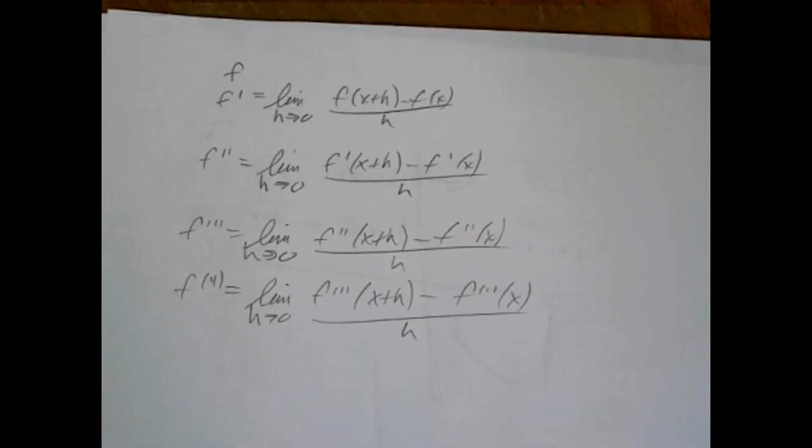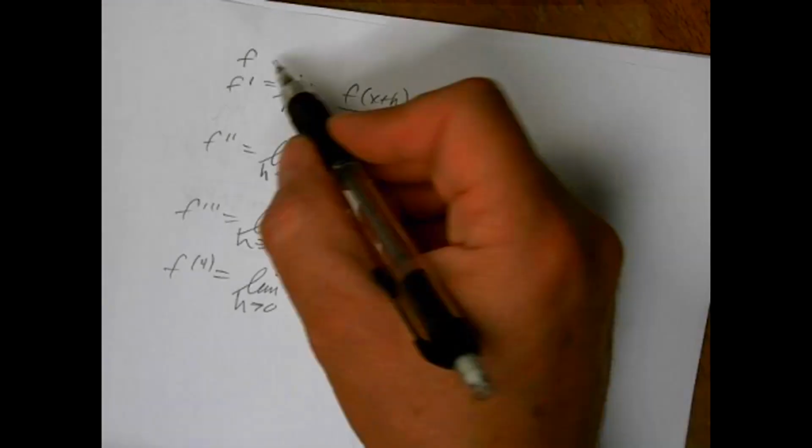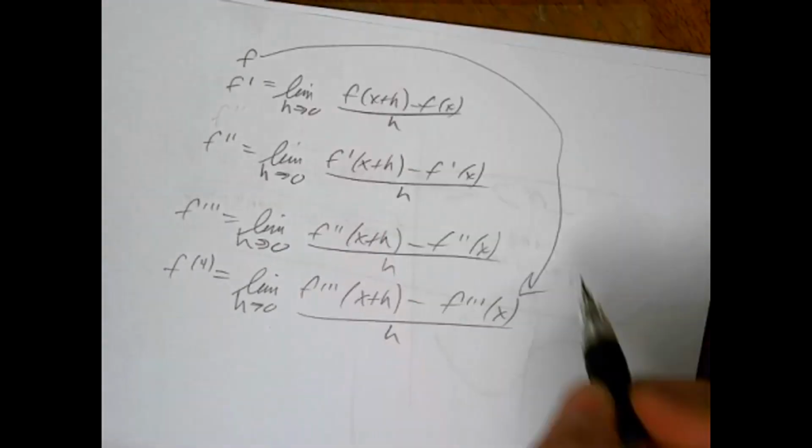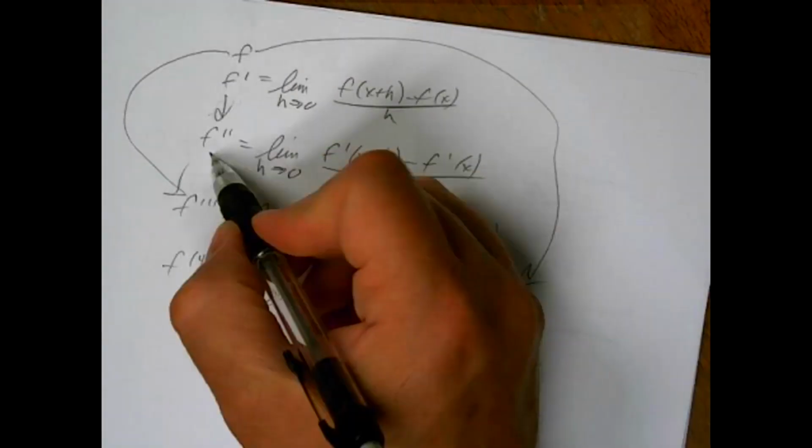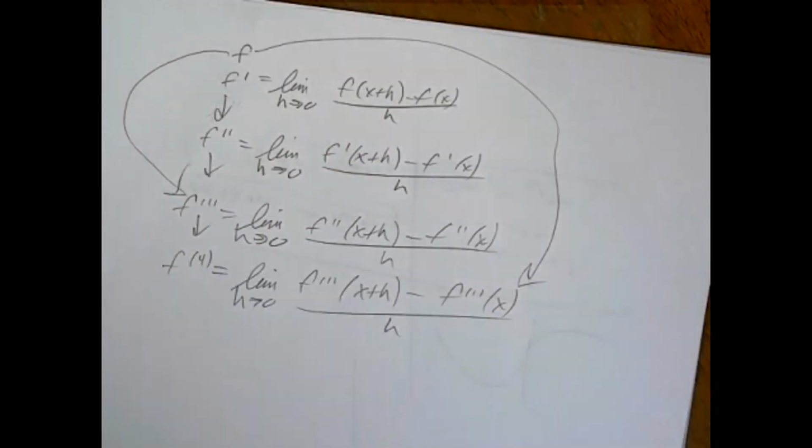And you may be wondering, is it possible to go straight from a function to its fourth derivative or straight from a function to its third? Do I have to pass through all of these to get the one I need? Yes, unfortunately, you do. There is no shortcut formula that will jump you from a function to its fourth derivative or to its third. You have to go one derivative at a time.